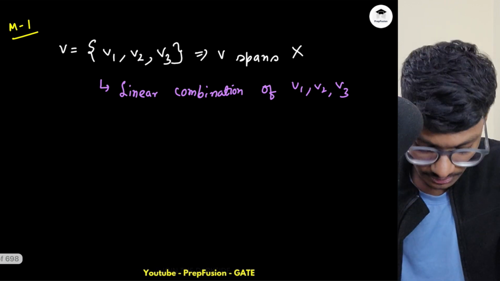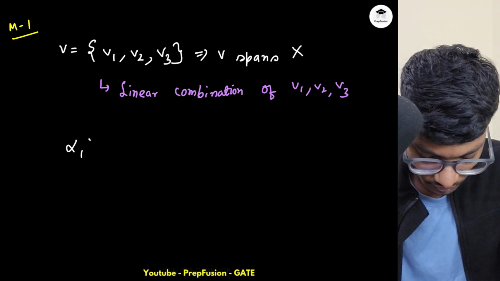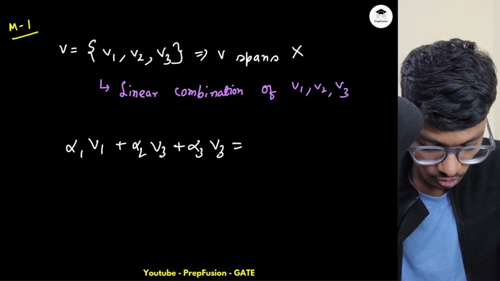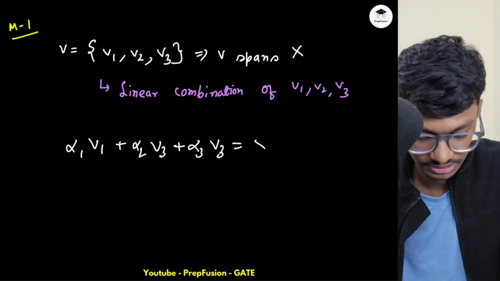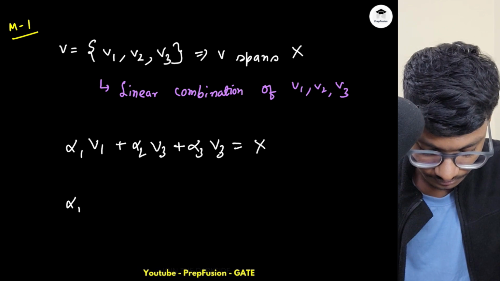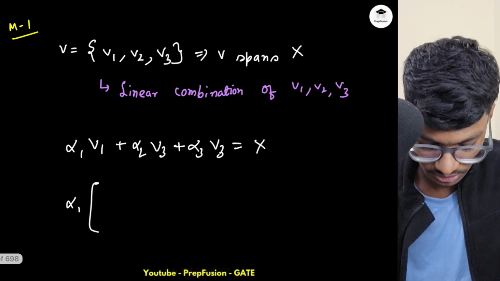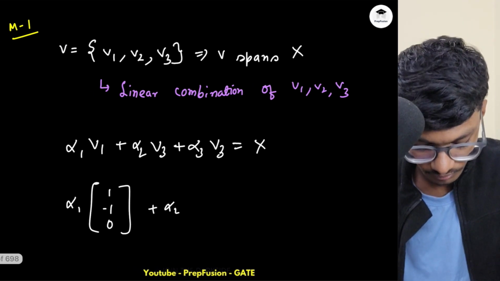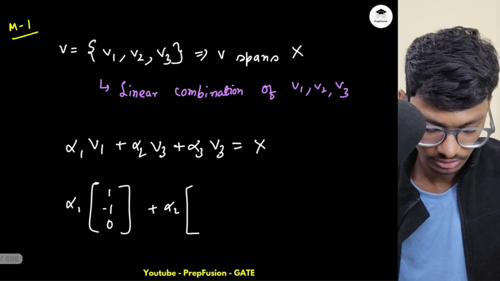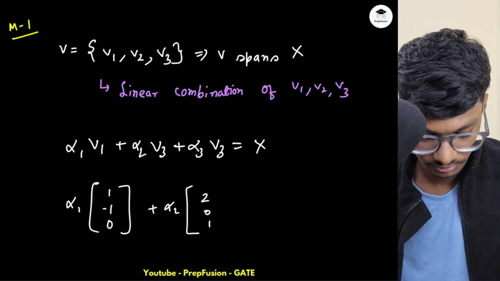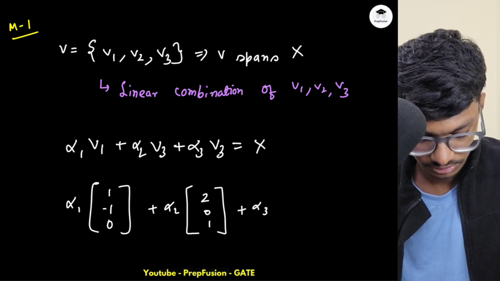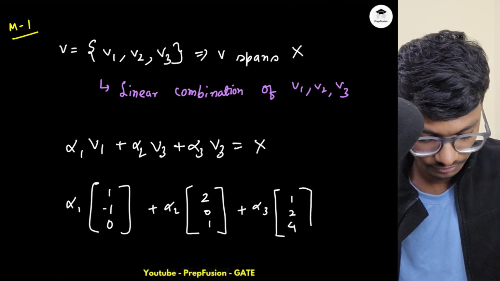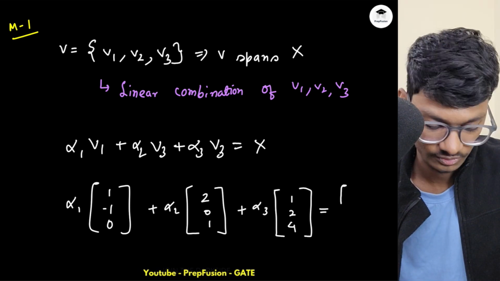Okay. So basically, what is the linear combination of v1, v2, v3? Alpha 1 v1 plus alpha 2 v2 plus alpha 3 v3 should be equal to this x. What is this x? X is x, y, z. So alpha 1 times v1, which is 1 minus 1 0, plus alpha 2 times 2 0 1, plus alpha 3 times 1 2 4, equals x, y, z.